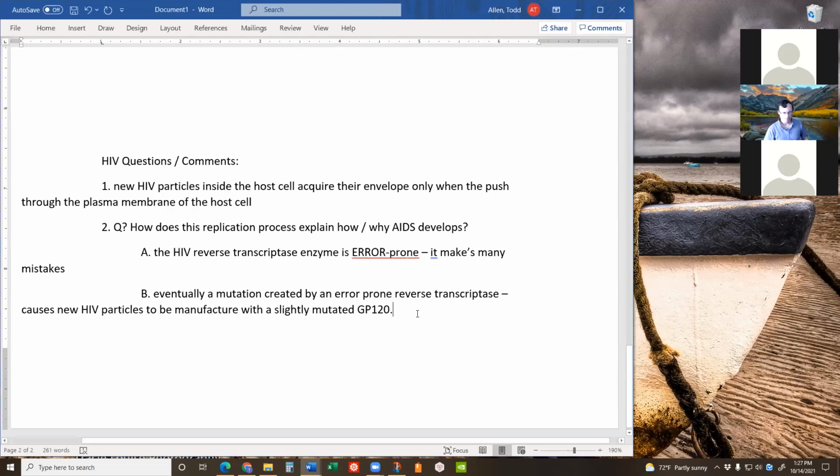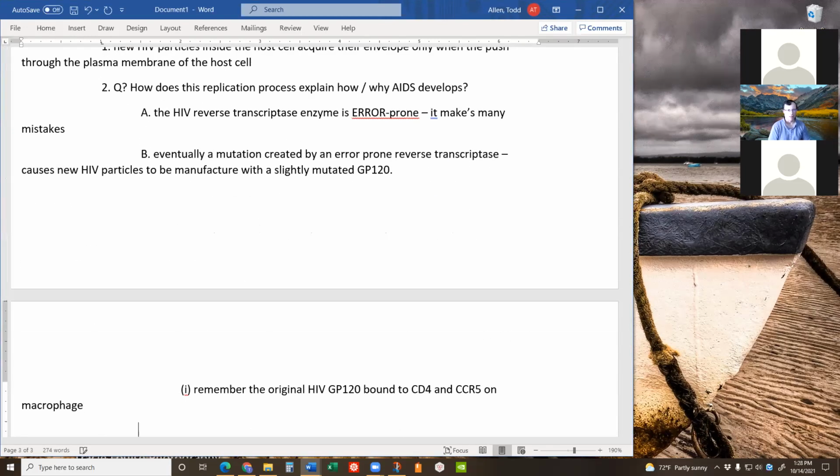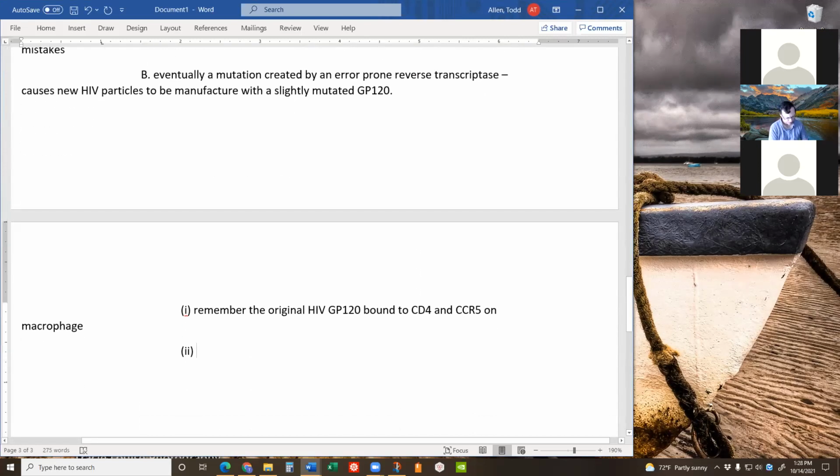So remember the following. We'll put this into your notes. Remember, the original HIV GP120 bound to CD4 and CCR5 on the macrophage. Okay, you remember that. When you have a mutated GP120, it will bind to CD4 and CXCR4 instead.